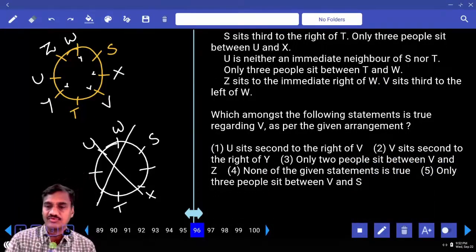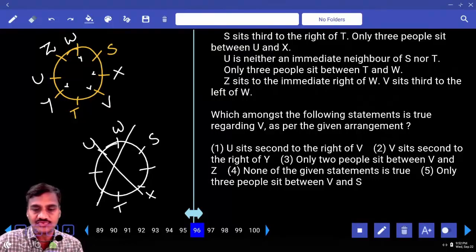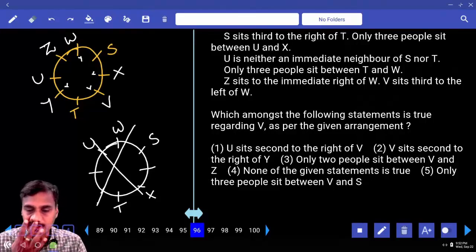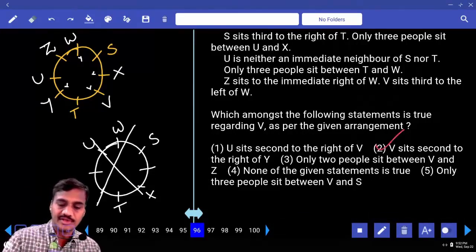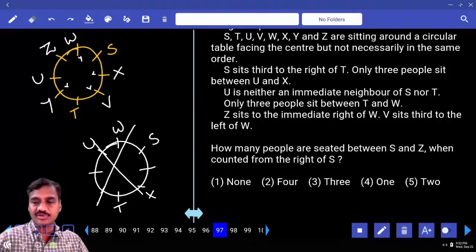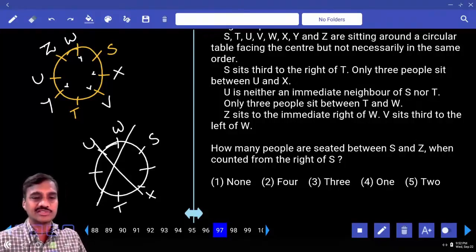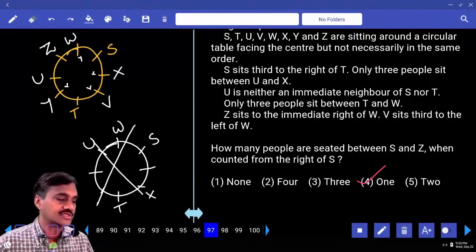96. Which among the following statements is definitely true regarding V? First one, U sits second to the right of V. U is second to the right of V, that is false. And V sits second to the right of Y. V is seated second to the right of Y is definitely true. Choice 2, question number 96. Done with this? Then 97. How many people are seated between S and Z when counted from the right of S? Right of S between S and Z, there is only one person, that is W. One, that is choice 4, 97.